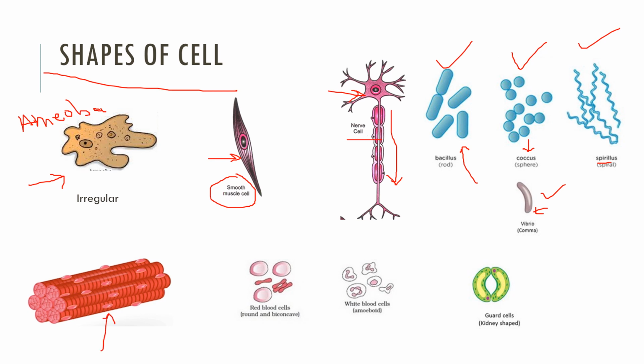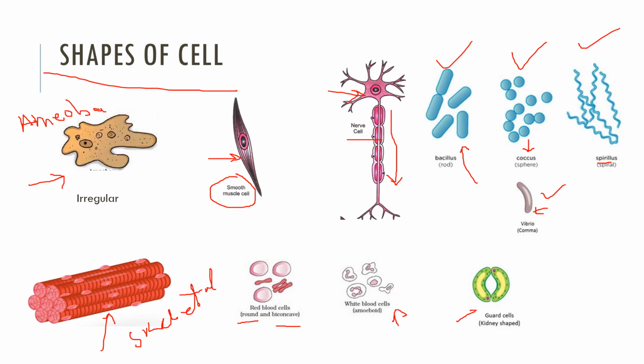So this is the rectangular longitudinal cells. These are the skeletal muscles, which are also present in humans. And these are the red blood cells. These cells are round and biconcave. And here the irregular cells. One example of an irregular cell is amoeba. Another example is white blood cells, because white blood cells are also irregular and they have no specific shape because they change their shape.